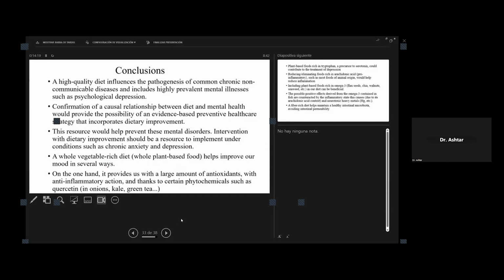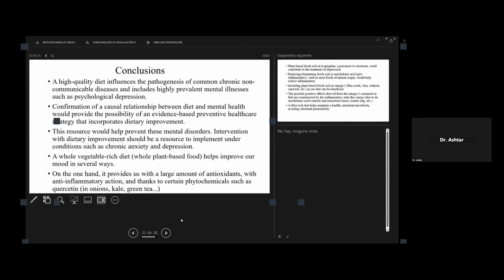Conclusions. A high-quality diet influences the pathogenesis of common chronic non-communicable diseases and includes highly prevalent mental illnesses, such as psychological depression. Confirmation of a causal relationship between diet and mental health would provide the possibility of an evidence-based preventive healthcare strategy that incorporates dietary improvement. This resource would help prevent these mental disorders. Intervention with dietary improvement should be a resource to implement under conditions such as chronic anxiety and depression.